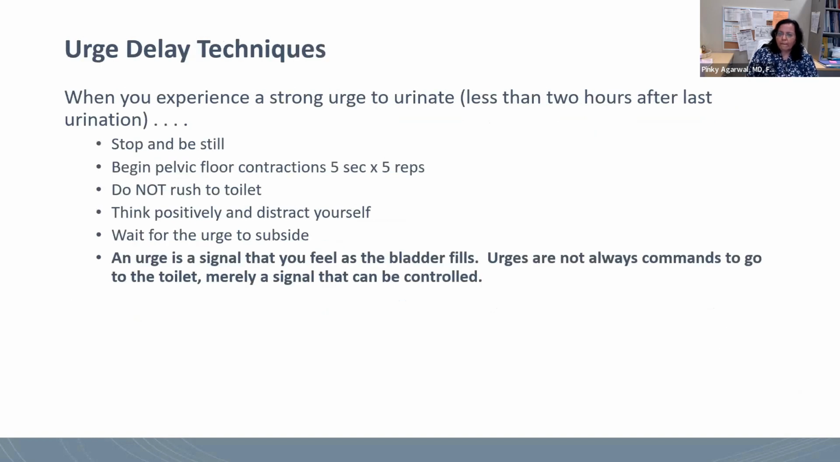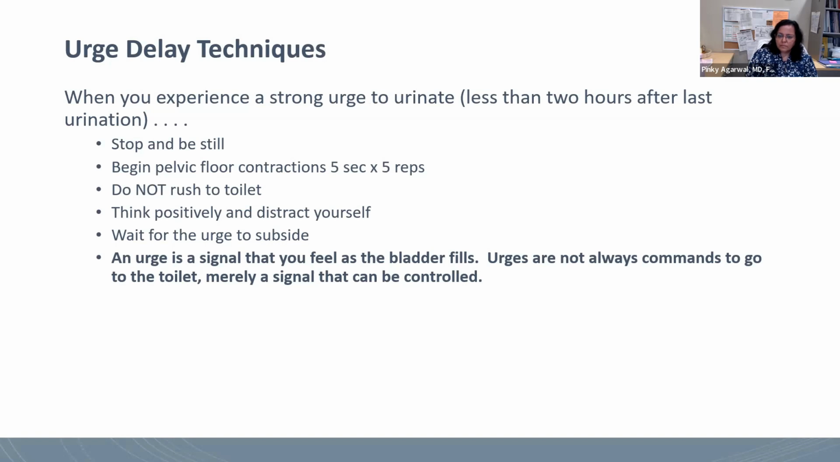The following are useful urge delay techniques. When you experience a strong urge to urinate and it has been less than 2 hours since your last urination, the first thing to do is to stop and be still. Although this may be contrary to what you may feel like doing when you get the urge, please resist the temptation to rush to the toilet.